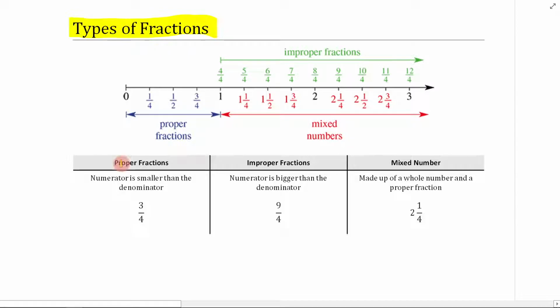The first type of fraction that we're going to be speaking about is called a proper fraction. This is when the numerator is smaller than the denominator. If you look at this example of a proper fraction, it's 3 on 4. 3 is smaller than 4. That's what makes it a proper fraction.